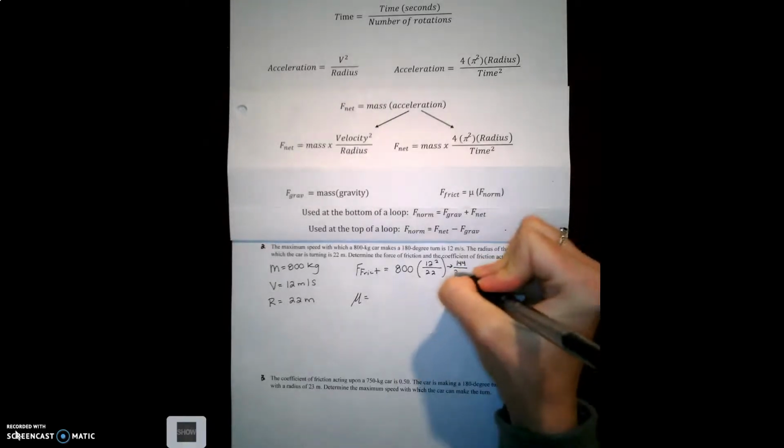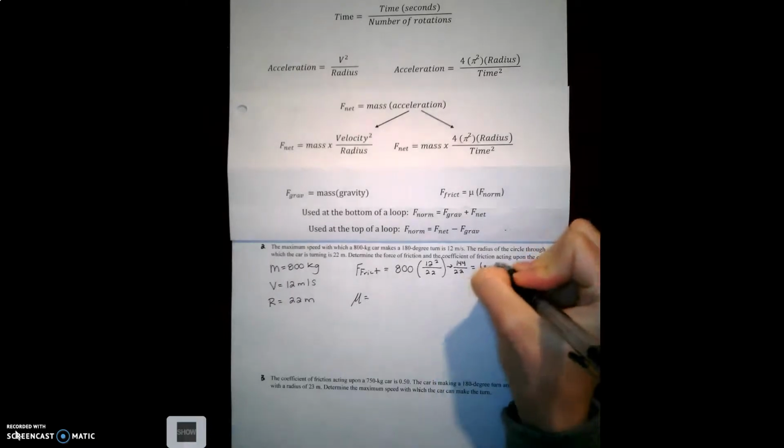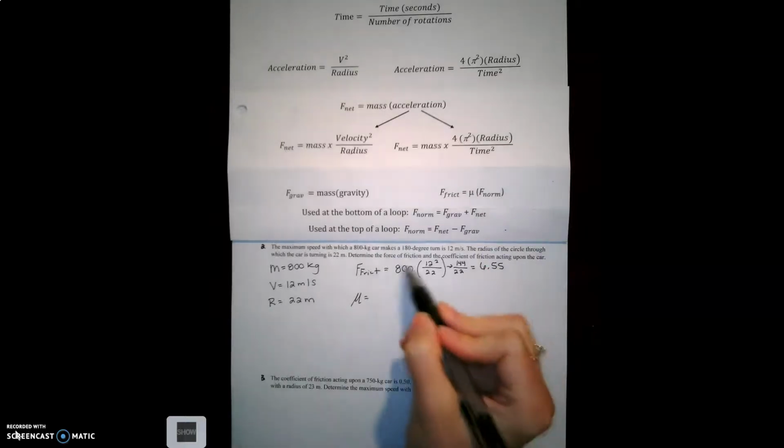So again, when solving for this, the first thing you need to do is square that 12, and then bring over that radius and divide those two numbers. And so that's going to be 6.5 rounded to 5. And then the last thing you're going to do is multiply by that 800.